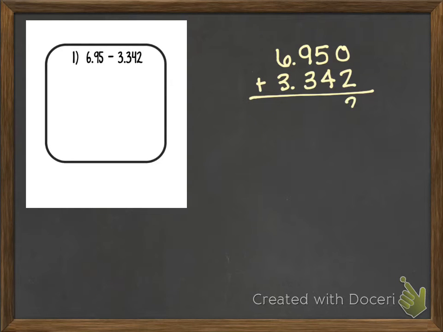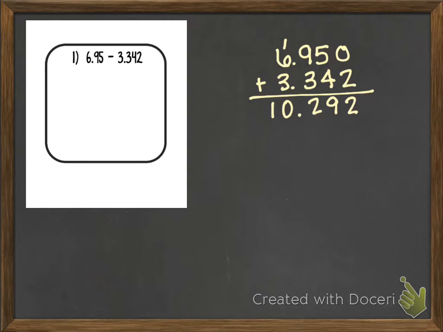So 0 plus 2 is 2. 5 plus 4 is 9. 9 plus 3 is 12. Carry your 1. 6 plus 1 is 7. Plus 3 is 10. And then we bring our decimal straight down.